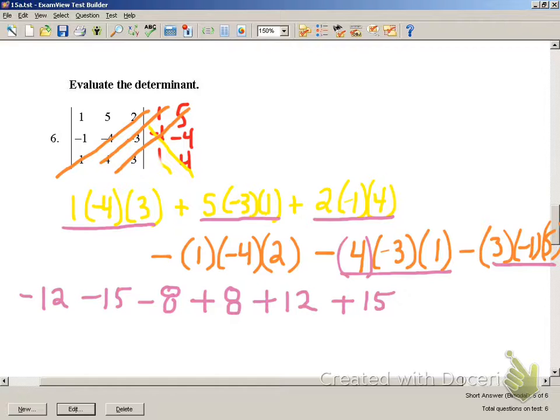Combine all those numbers together. Notice, as you look at this, if you can cancel numbers, notice negative 15 and 15 cancel. Negative 12 and positive 12 cancel. And negative 8 and positive 8 cancel. So therefore our determinant is 0 for this 3 by 3.